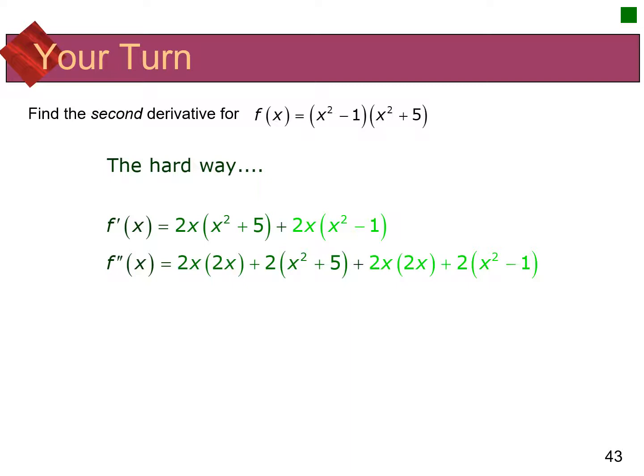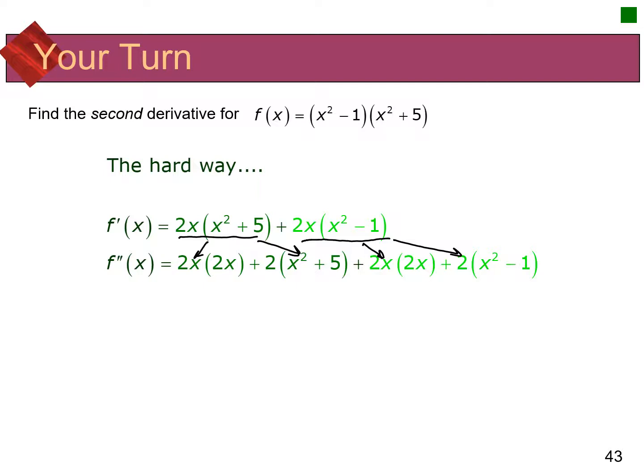So this one here gets split into these two. So I'm going to have, basically, the first times the derivative of the second. So the derivative of x squared plus 5 is 2x, plus the derivative of the first times the second, which gives me 2 times x squared plus 5. And then same thing with this. I split this into these two because I'm going to have, again, first times derivative of the second, which gives me 2x times 2x. And then I'm going to have the derivative of the first times the second, which gives me 2 times x squared minus 1.